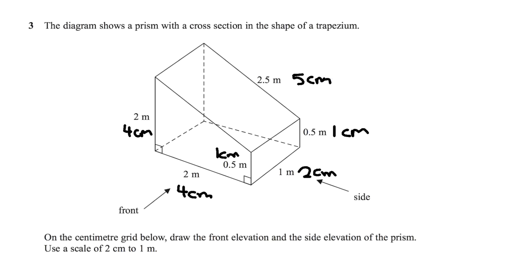So what I'm going to do now is scroll down the page and draw the front elevation and side elevation. The base of the front elevation is 2 metres, so we need to convert that into centimetres, which is 4 centimetres. The height on the left hand side is 4 metres, which converts to 4 centimetres, and the small height on the right hand side is 0.5 metres, which is 1 centimetre.